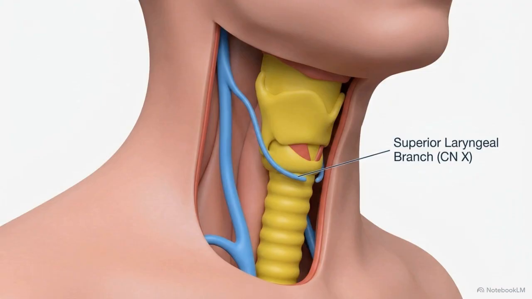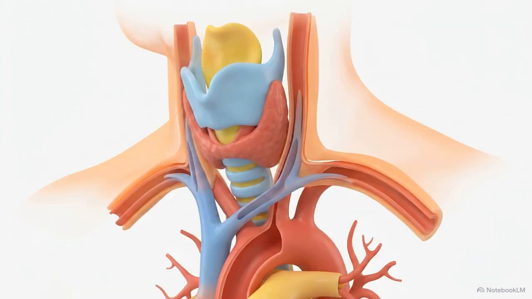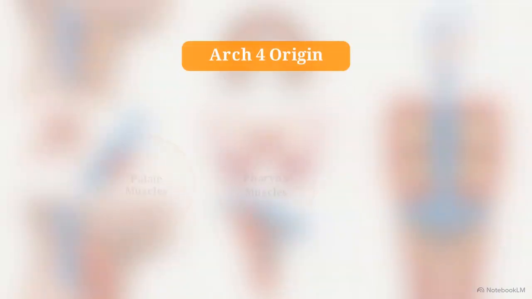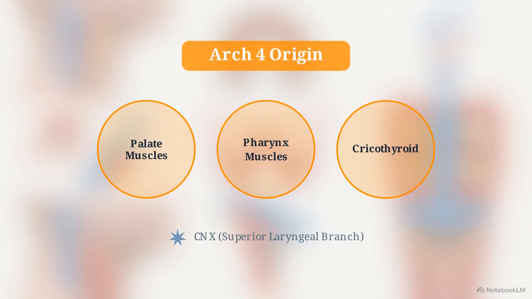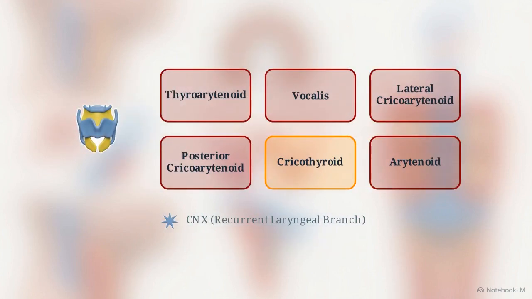The fourth arch is innervated by the superior laryngeal branch of the vagus nerve, CN10. It forms the important thyroid and epiglottis cartilages, alongside the proximal right subclavian artery and the arch of the aorta. Another strict rule appears here. The fourth arch forms the muscles of the palate and pharynx, plus the cricothyroid muscle. While almost all laryngeal muscles develop from the sixth arch, the cricothyroid is the exception.